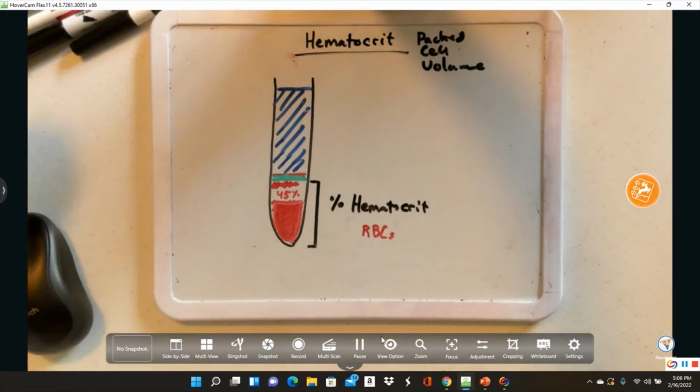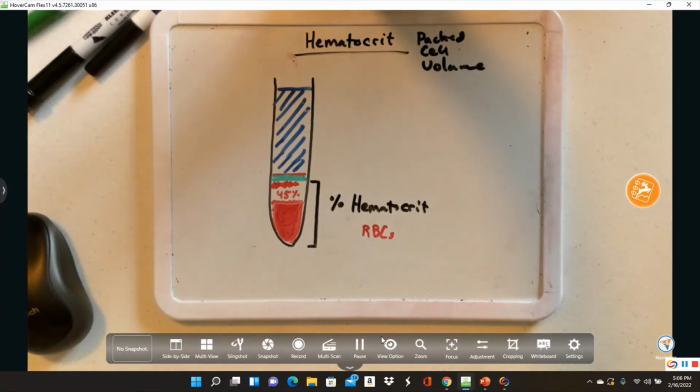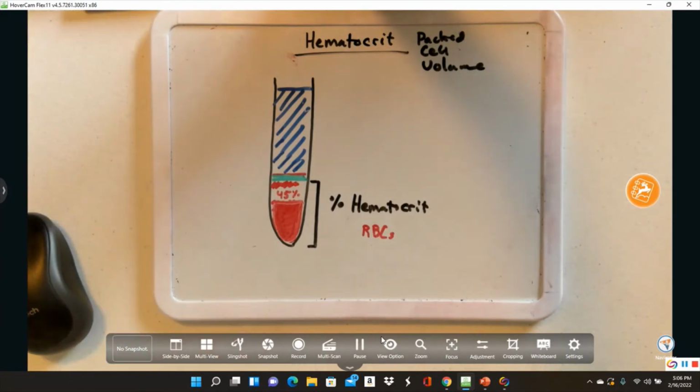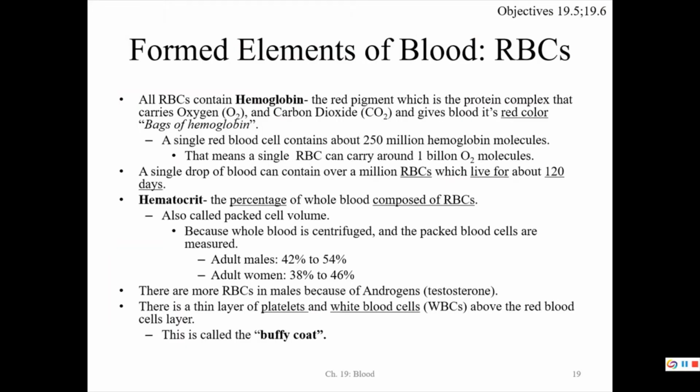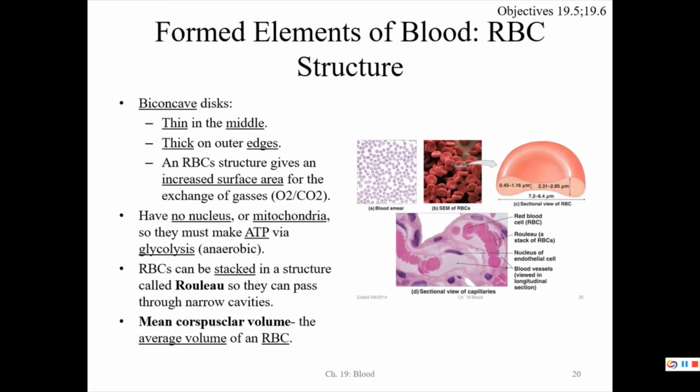Now, this can help, for example, if hematocrit is low, we would say you're anemic, okay? So, guys, I'll talk about hematocrit a little bit more. Hematocrit is usually about 42 to 54% for a male and 38 to 46% for a female. And this is due to men having higher levels of androgens. And then there's the thin buffy coat that is made up of white blood cells and platelets. So that is called your hematocrit or packed cell volume.